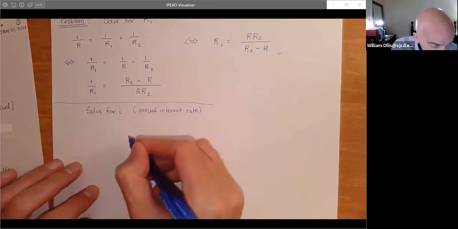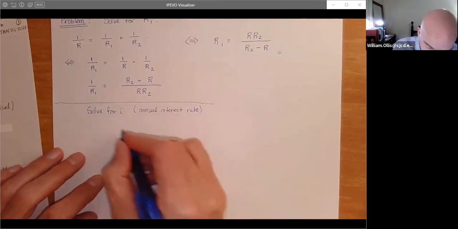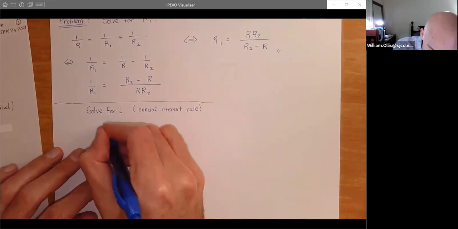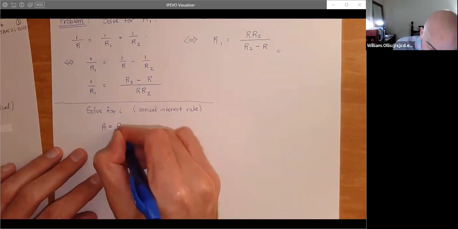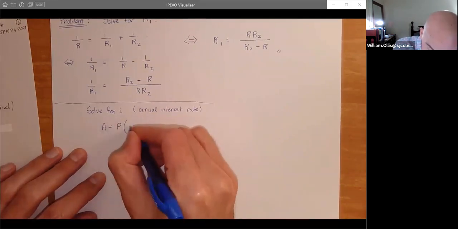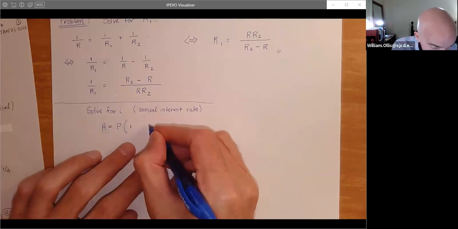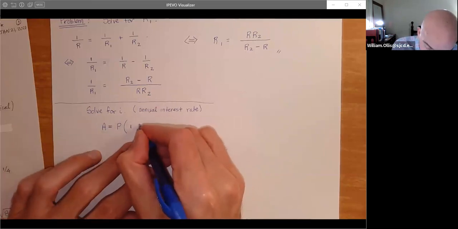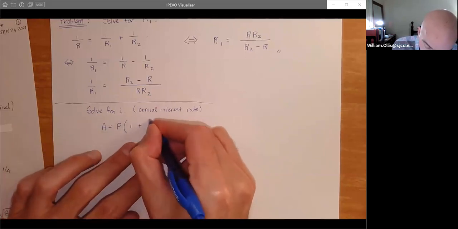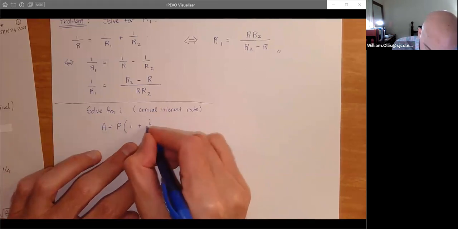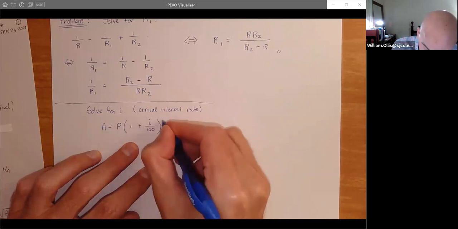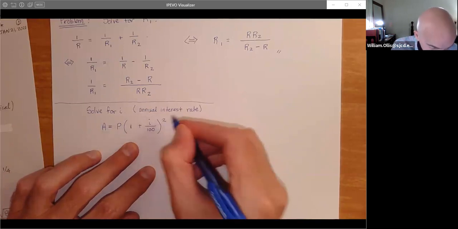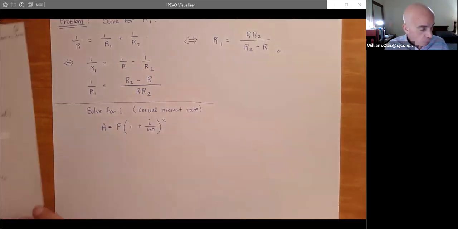And here's the problem. This is a compound interest formula, so I'm sure you've seen this before. We'll say more about this later on in the course when we review, but I thought this would be a nice way to introduce it again. So we have A is equal to P times (1 plus i over 100) squared. So that's the formula that we're given.